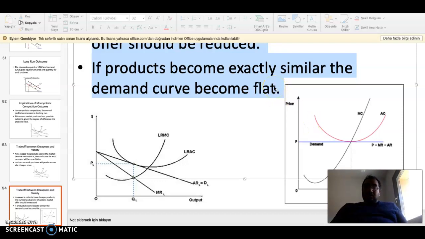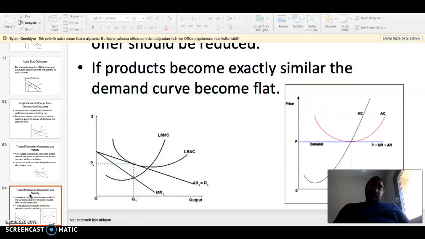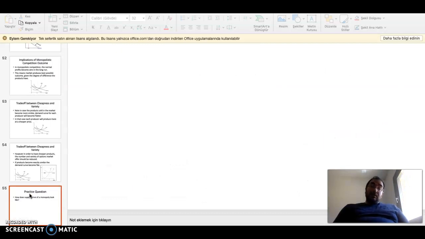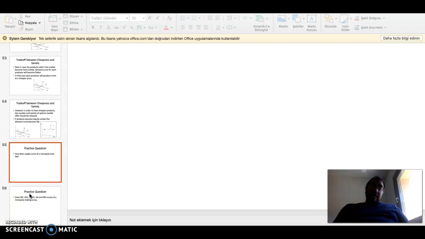And as I said, both of them have their advantages and disadvantages. Actually, this one has one advantage, this one has another advantage. So this is the end of our monopoly chapter, and with this we have also ended the microeconomics chapter. Let me go through the practice questions. I'm also looking at the time.